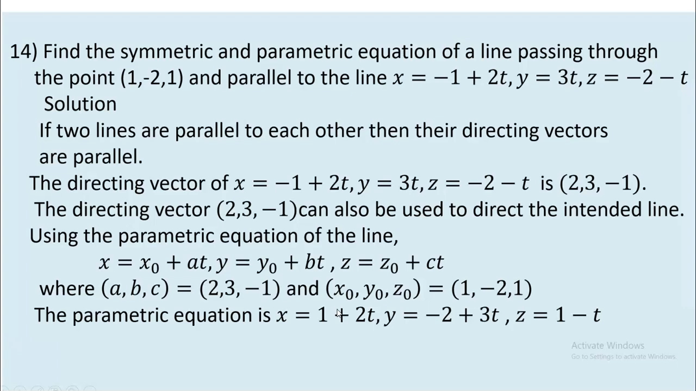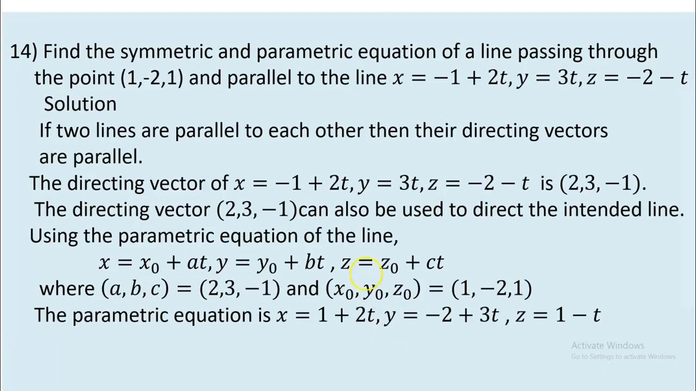Then the parametric equation is going to be x equals 1 plus 2t. What I did here is I put 1 in place of x naught, and in place of a I used 2, so 1 plus 2t. Do the same for y. In place of y naught you take -2, and here b is 3, so -2 plus 3t, and do the same for z. So this is a parametric equation of the line. Now if you are interested in determining the symmetric form, just solve for t.